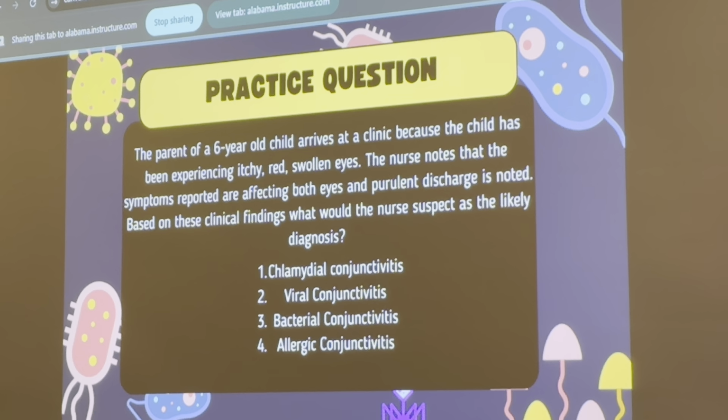The parent of a 6-year-old child arrives at a clinic because the child has been experiencing itchy, red, swollen eyes. The nurse notes that the symptoms reported are affecting both eyes and purulent discharge is noted. Based on these clinical findings, what would the nurse suspect is the likely diagnosis?